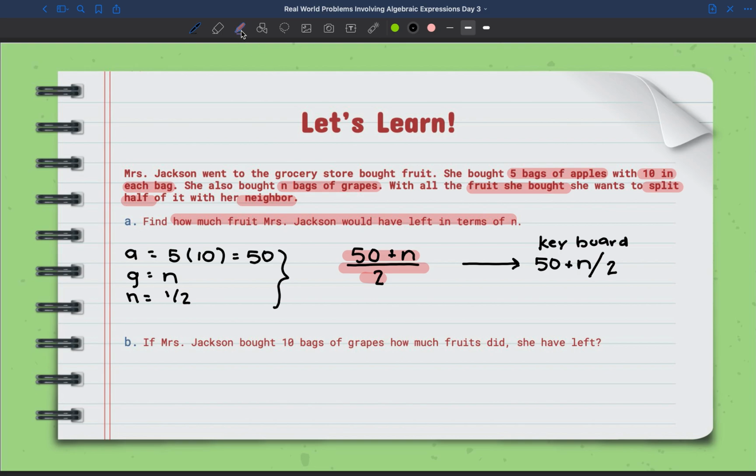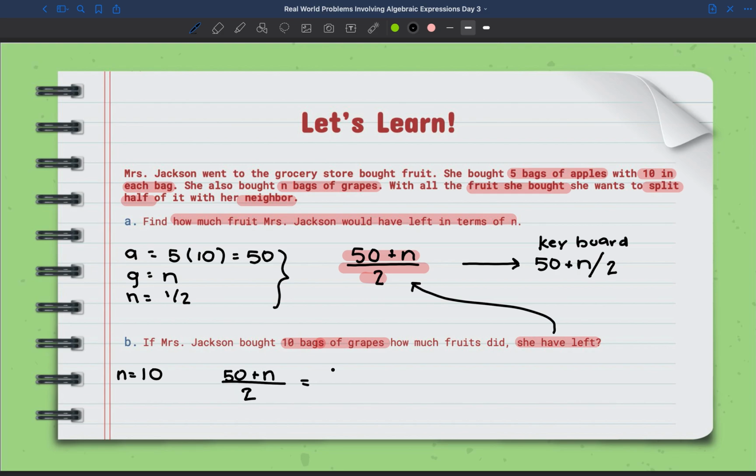Looking at part B, it says if Mrs. Jackson bought 10 bags of grapes, how much fruit did she have left? Well, we now know the variable n equals 10. So now we can use our algebraic expression that we've created right here to find out how much fruit she would have left. So 50 plus n divided by 2.